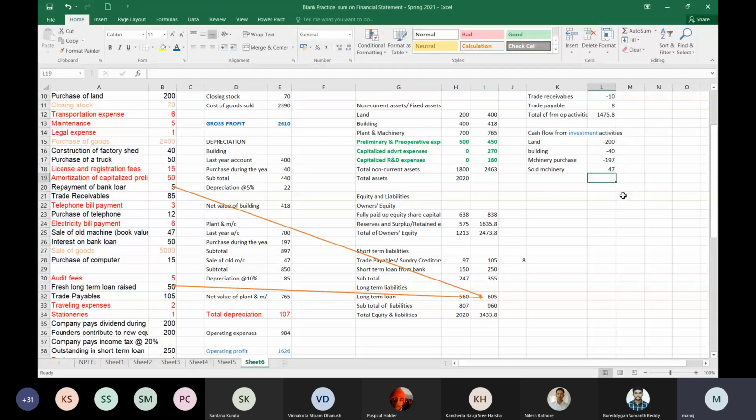Okay. Now the subtotal or total cash flow from investment activity. Is equal to, just make a sum total and that is the one. Then cash flow from financing activity.